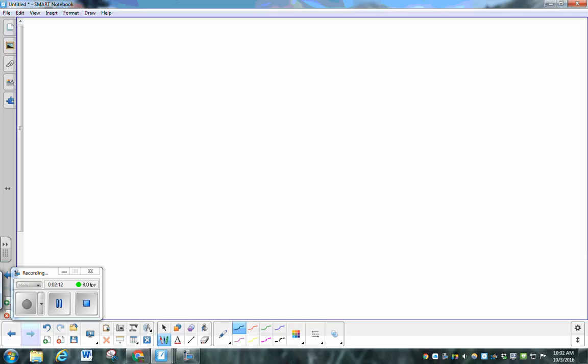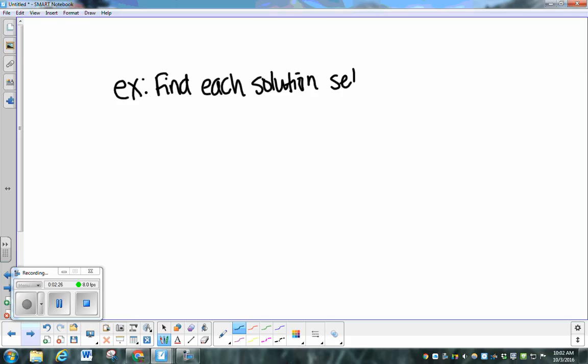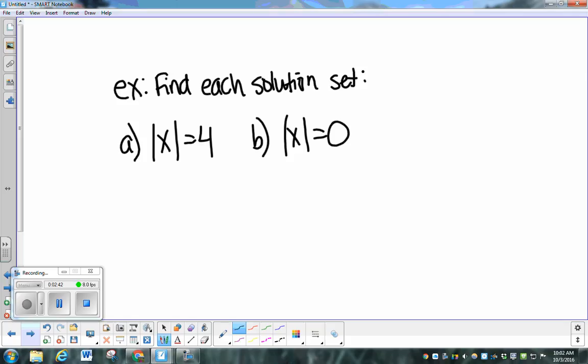All right, so let's do some examples. We're going to do 3 examples here. The instructions are find each solution set. The first one is the absolute value of x equals 4. The second one is the absolute value of x equals 0. And the third one is the absolute value of x equals negative 7. Just get these written down real quick.